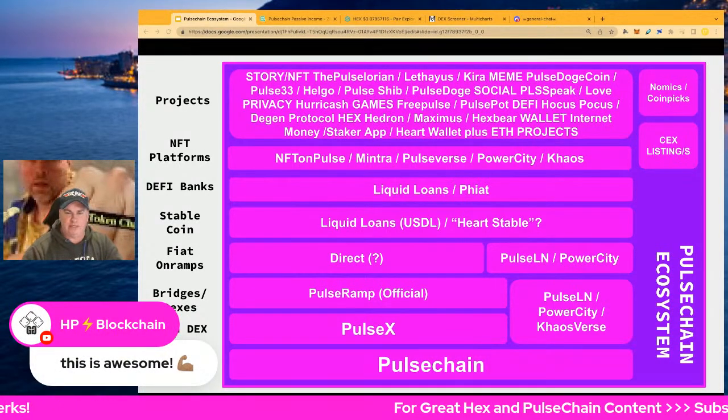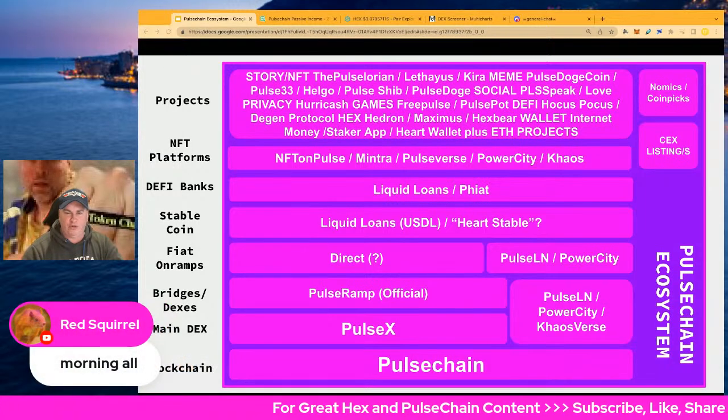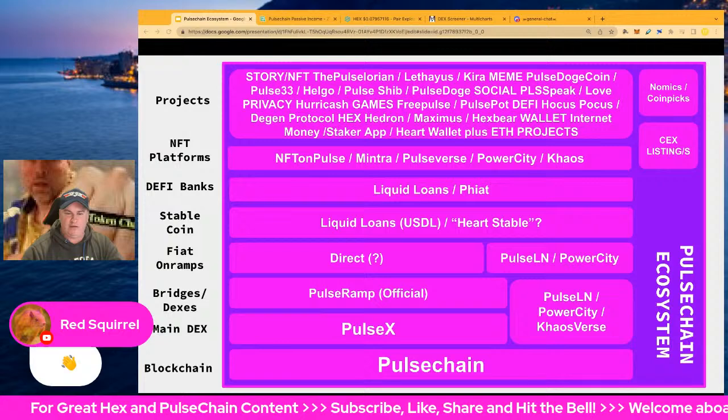This is awesome, says HP. Red Squirrel's in house there. Morning all. Hey, Red Squirrel. Great to see you in the chat. It's been a little while. Good to see you back in here, though, for sure.